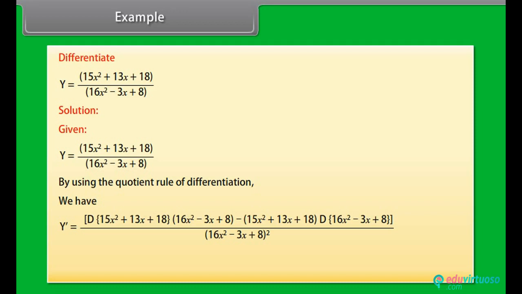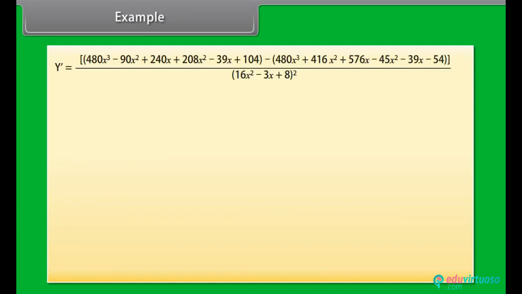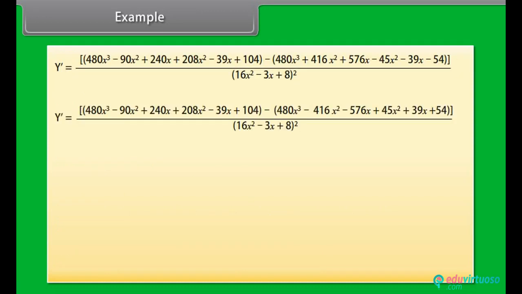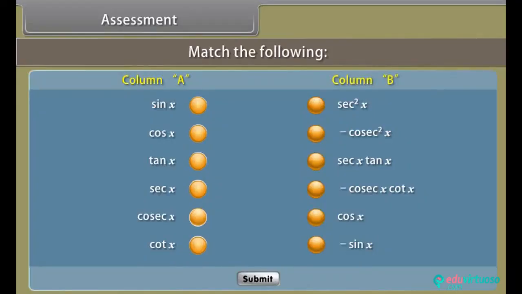By further calculating it, we get y' is equal to (-253x^2 - 336x + 158) by (16x^2 - 3x + 8) whole square. Assessment. Before proceeding further, let us know how much have you learned.